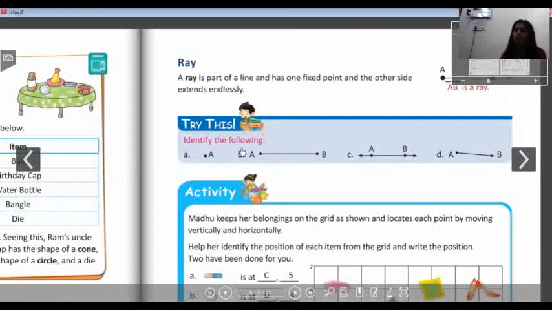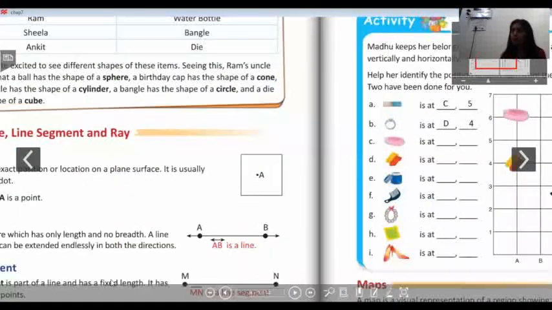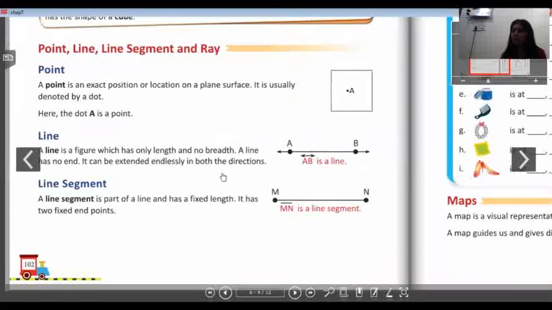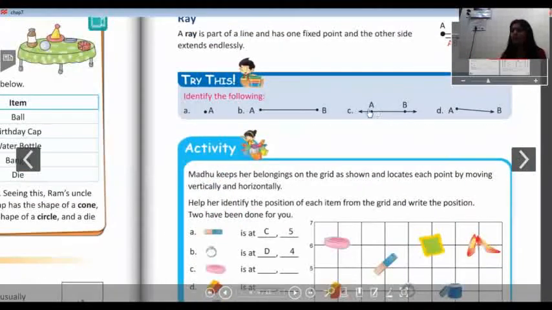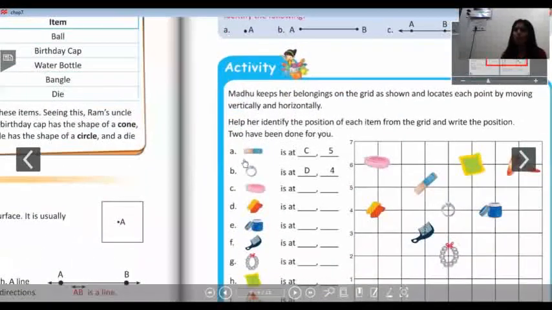Okay, so here we have to identify the following. So what is this? This is a point. And this AB with fixed endpoints, what do we call it? We call it a line segment. And this is a line. And this AB is a ray because it has got one fixed point and the other side extends endlessly. Okay, children, so what we have studied till now? We have studied about the different plane shapes and what we mean by point, line, line segment and a ray.